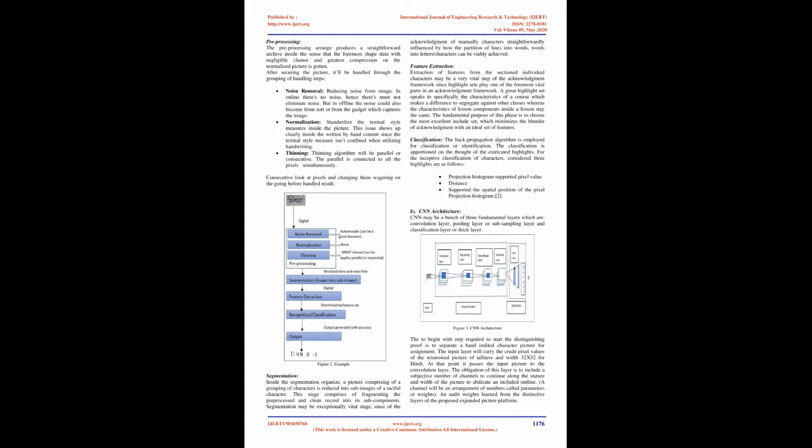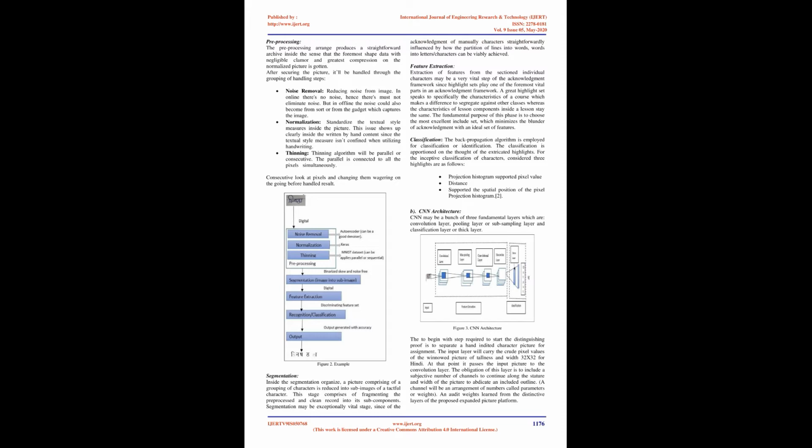Segmentation. In the segmentation stage, an image comprising a sequence of characters is reduced into sub-images of a discrete character. This stage consists of fragmenting the pre-processed and clean document into its sub-components. Segmentation is a very important stage, because the recognition of handwritten characters is directly affected by how well the separation of lines into words into letters/characters can be achieved.